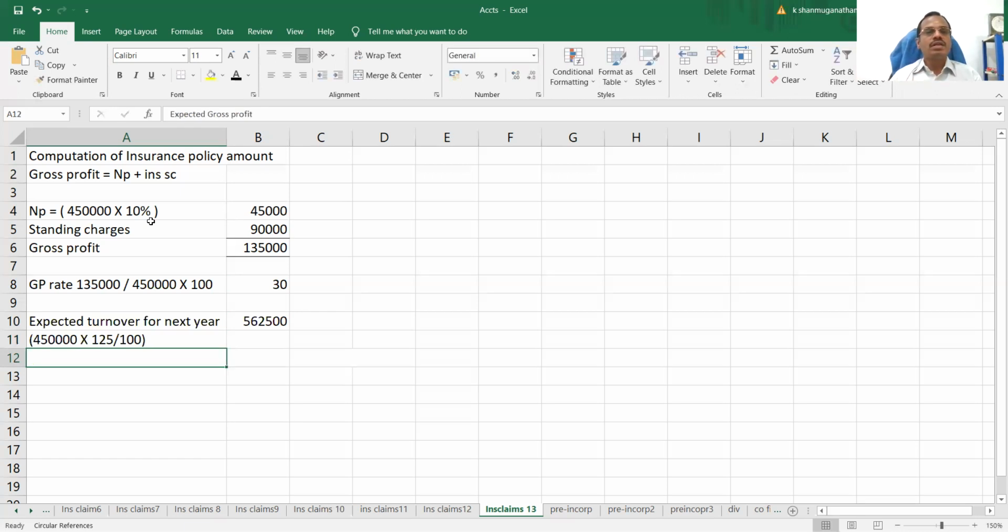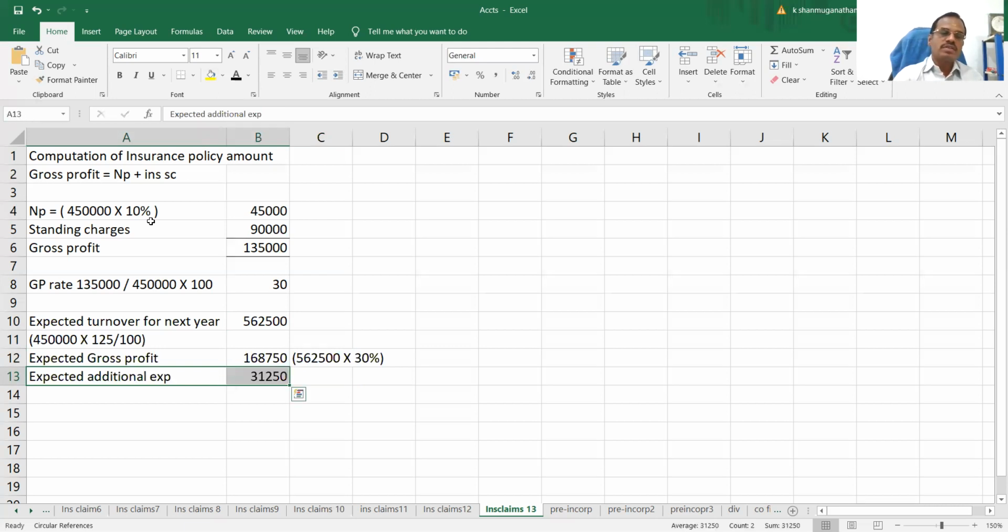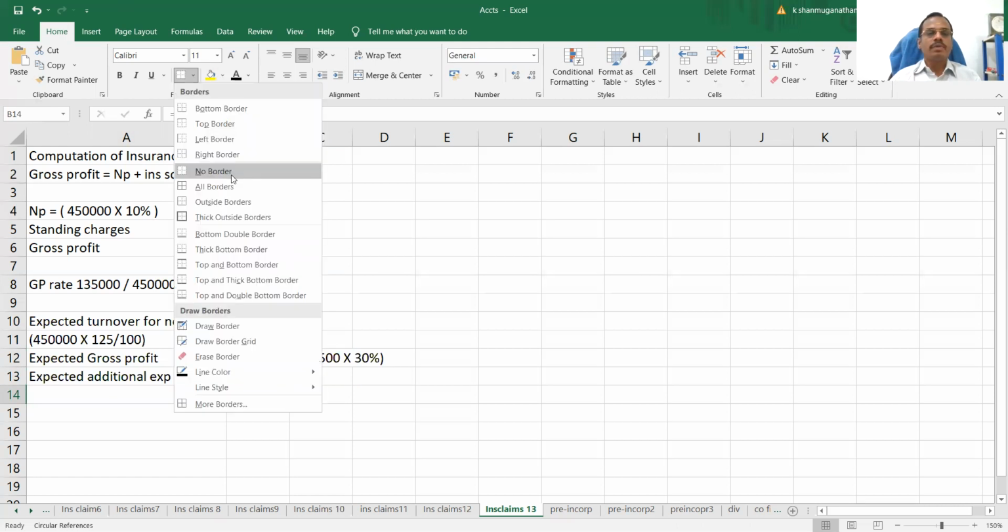So let us find the expected gross profit. That is what you should cover through this loss of profit policy. The expected gross profit is 1,68,750. How has this number come? Very easy: 5,62,500 into 30% gives you 1,68,750. Now we need to add the expected additional expense, the estimated additional expense given in the question. Add this, and we easily get the policy amount, which is 2 lakh.